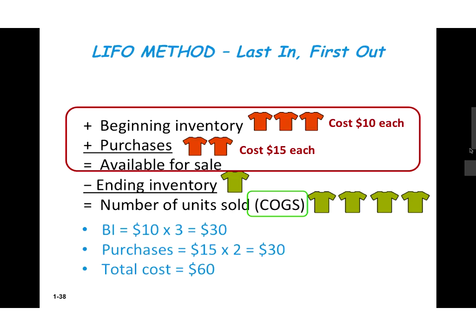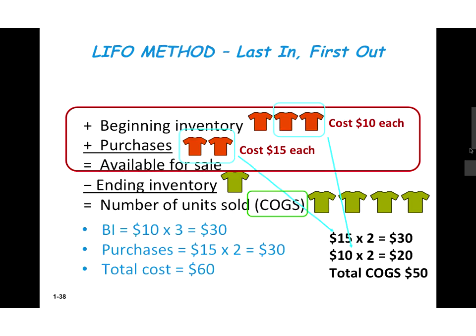Okay, so our t-shirt example. Same example we've had where our total cost is $60. Okay, so that's our beginning inventory plus our purchases. Now, we are saying cost of goods sold. Cost of goods sold under LIFO means that we're selling our most recent purchases, our most recent goods first. So that means we sell the purchases. So we bought 2 t-shirts, so we sold both of those, and then we sold 2 from beginning inventory to get to our total 4 that we sold. So our cost of goods sold under LIFO is $50.